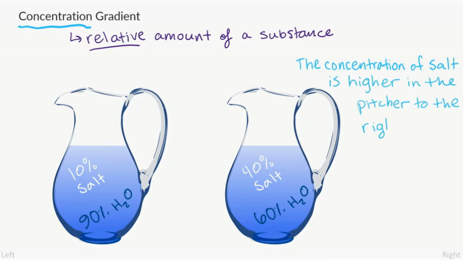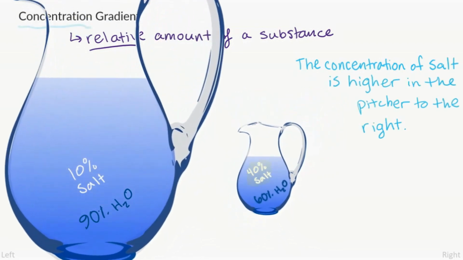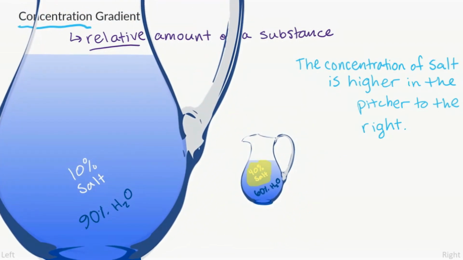pitcher to the right. Even if the pitcher on the left is 100 times larger than the pitcher on the right, meaning it physically has more salt molecules in it, the concentration of salt is still higher in the pitcher on the right because concentration refers to relative amounts, right? The percent salt is still higher in the pitcher on the right. Does that make sense?